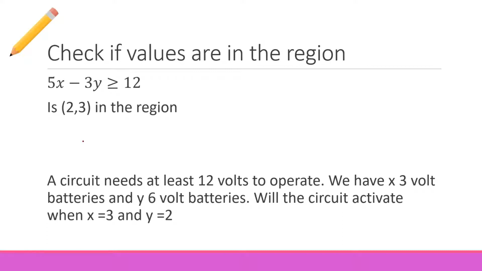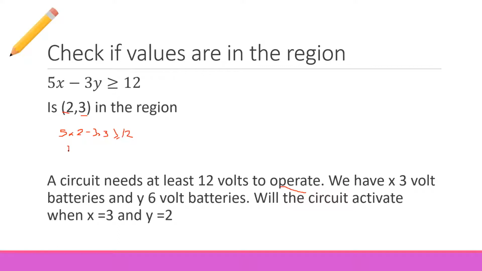Okay, so how we do this is the same way that you would expect to do this with any old question. We're going to substitute (2, 3) into this inequality. So if this is 2 and this is x, and this is y, what I'm going to have is 5 times 2 minus 3 times 3 must be greater than or equal to 12.